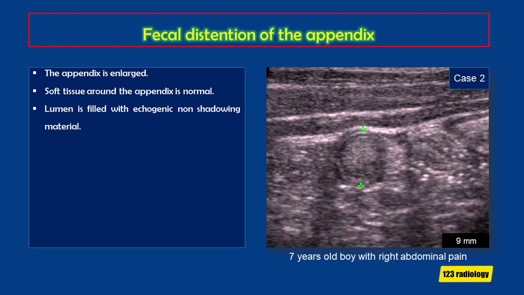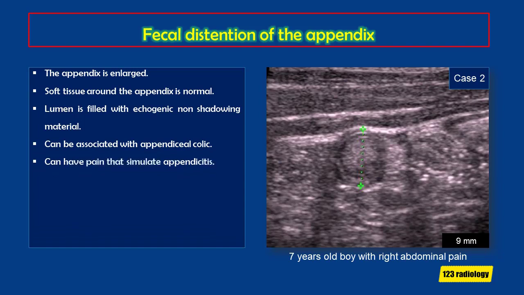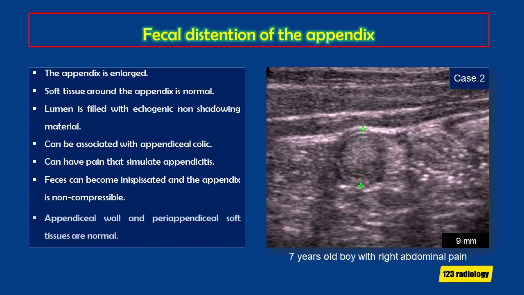This is an example of fecal distension of the appendix, and in these cases can be associated with appendiceal colic, they can have pain that simulates appendicitis. The appendix can get large up to 1 centimeter in diameter. The feces can become inspissated and the appendix is non-compressible. The appendiceal wall and periappendiceal soft tissues are normal.